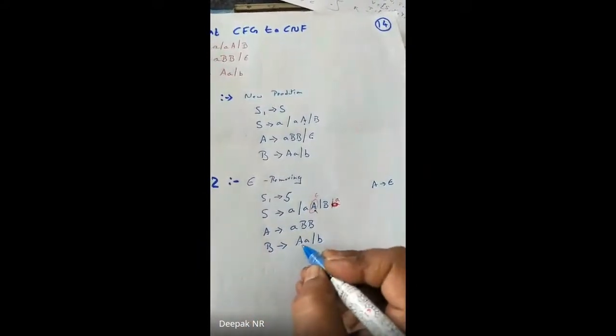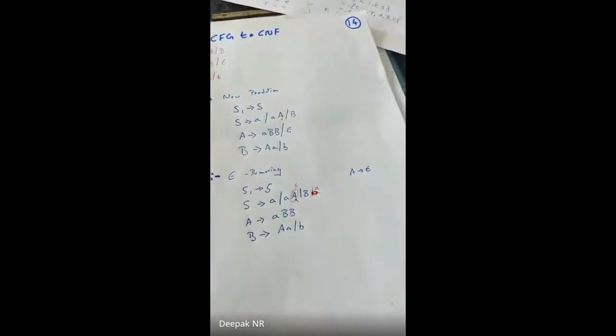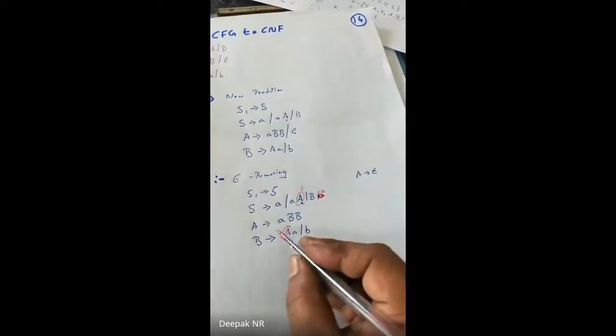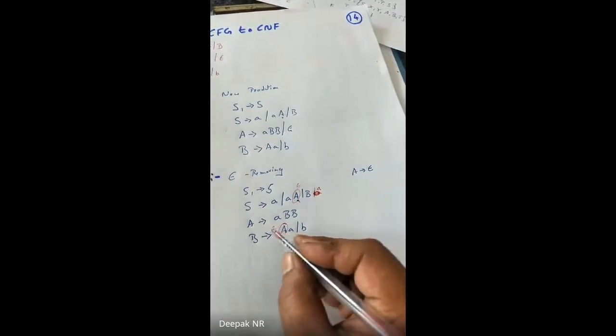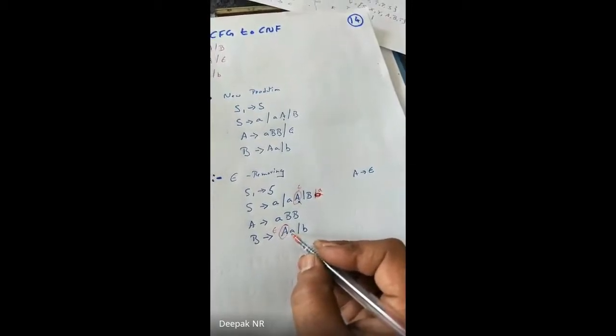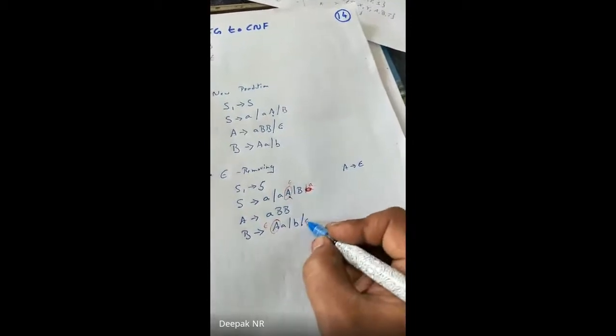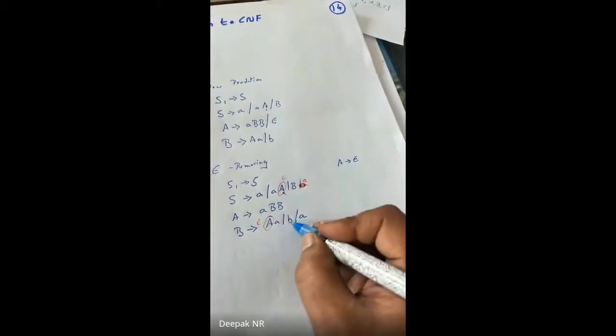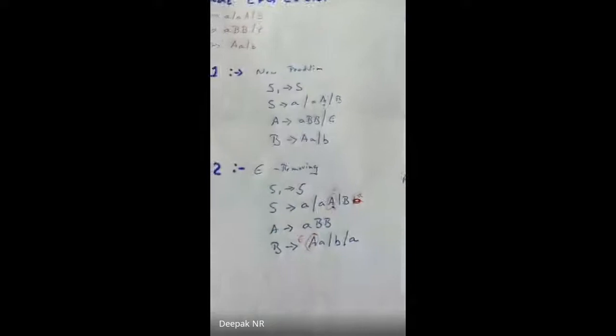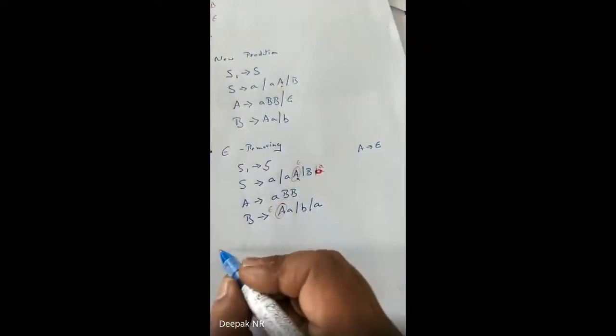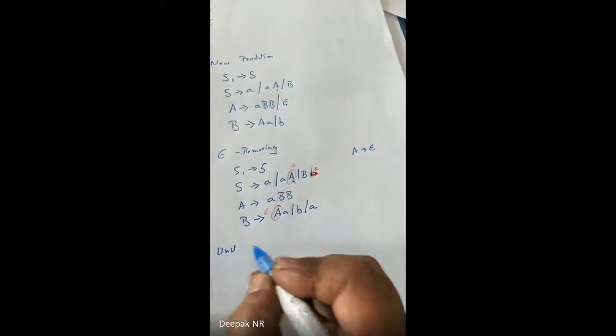Okay, next B. B tends to AA slash B. Yes, here I have A. So this A I'll replace with epsilon. If I replace A with epsilon, what will be my output? My output will be only A. So I write here slash A: AA slash B slash A. Is that clear, guys? This is removing epsilon. The next one is removing unit production.